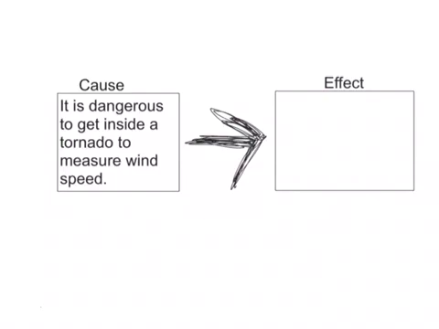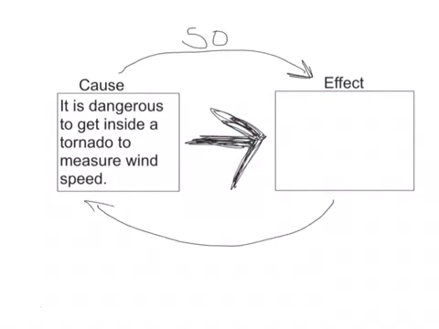Do you remember what we're supposed to do whenever you get a cause and effect box? Hopefully you're thinking, draw your arrow. So go ahead and draw your arrows on your recording sheet. Yes, this is something I will be looking for you to do. And then write so. And then draw your arrow down here, over to cause, and write because. And yes, you do need to write the words. It's going to show me that you've been paying attention and you know what to do when you're doing this on your own next week. Okay? So the cause that I gave you is it is dangerous to get inside a tornado to measure wind speed.